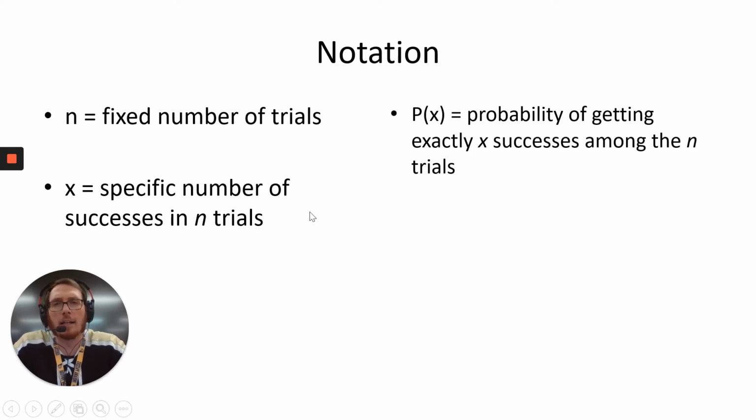N is the number of trials. So if I toss a coin 10 times, then N is 10. And then X is the number of successes among those trials. So if I toss the coin 10 times and I want 3 tosses to be tails, then X would be 3. The probability of that would be P of X. And again, this is similar to what we had before. We're just putting a larger twist on the binomial aspect as opposed to the first ones, which were just probability distributions in general.